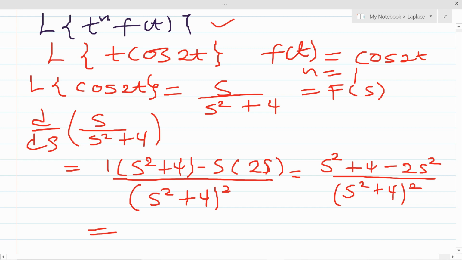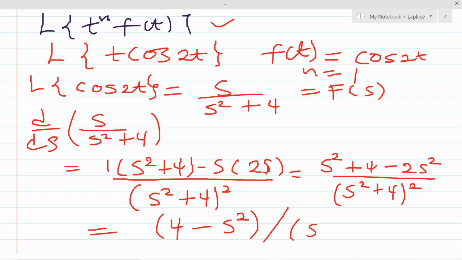Now the whole of this will give us what? s squared minus 2s squared, so I get 4 minus s squared. Then the whole of this is over s squared plus 4 all squared. So this is what we have. This is the numerator, that's 4 minus s squared, over the denominator, which is this. Now let's write it properly and look at the next step.